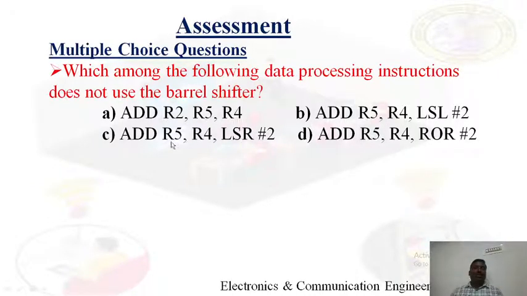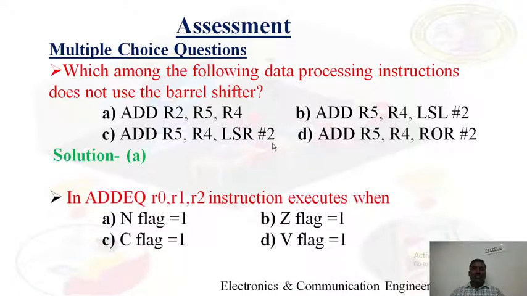Here also, in the C instruction, you have LSR, nothing but logical shift right. So here, rotate right, that is R4 rotate right. Among these 4 instructions, he is asking which instruction is not using the barrel shifter. The answer is A, because here there are no LSR, LSL or ROR instructions, no barrel shifter operations at all.